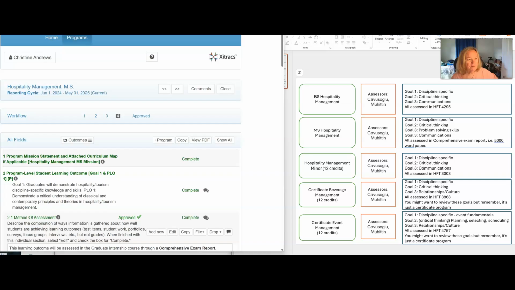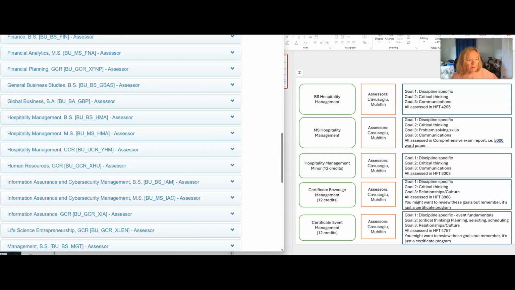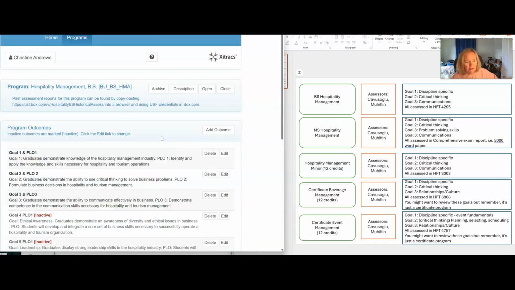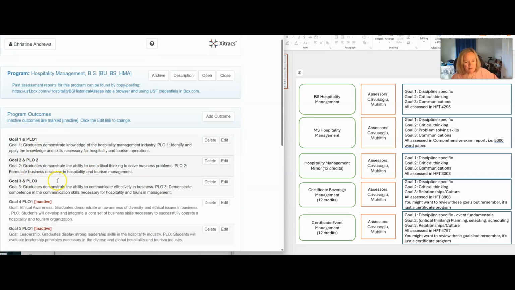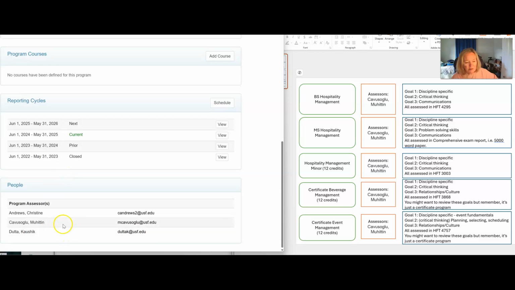And it's really straightforward. If I go out here, I have all the programs in the college, but like here's Hospitality Management BS. It's right here, and then you can go into program details. You know what I mean? And here are your learning outcomes. Here's the reporting cycle, and this is who's involved. Okay, and this is where I saw you weren't here.